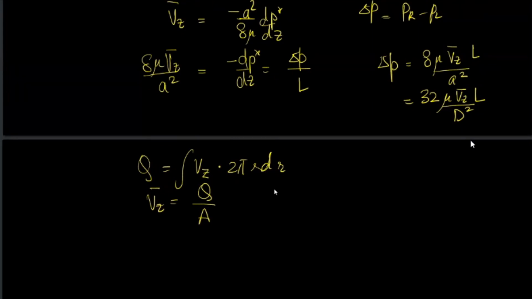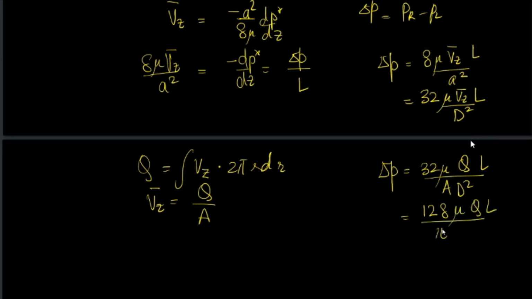So if I want to write delta P in terms of this, it comes out to be 32 mu, and Vz bar is equal to Q upon A. But area is equal to pi d square by 4, right? So this becomes 128 mu Q L upon pi d raised to 4. So this is the relationship between the driving pressure and the volumetric flow rate.